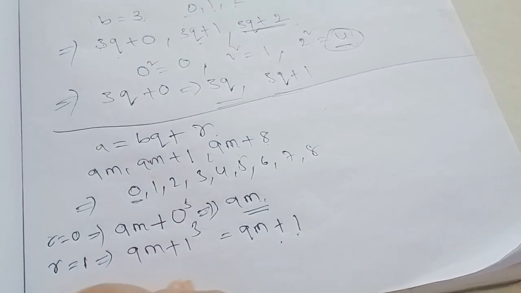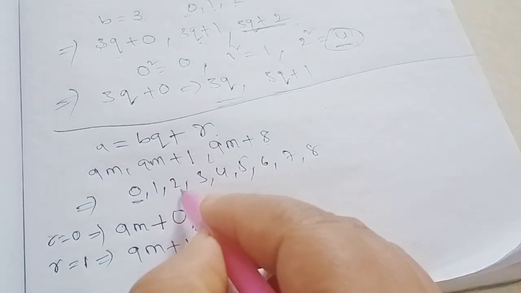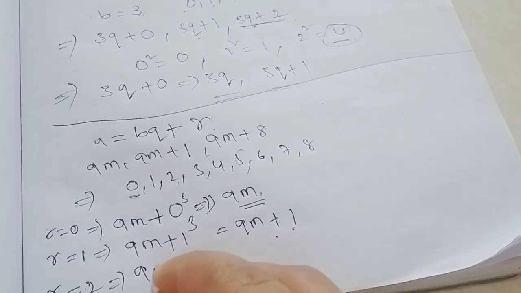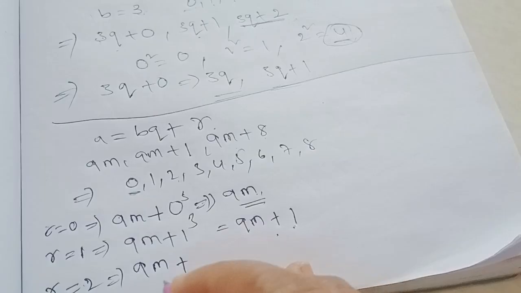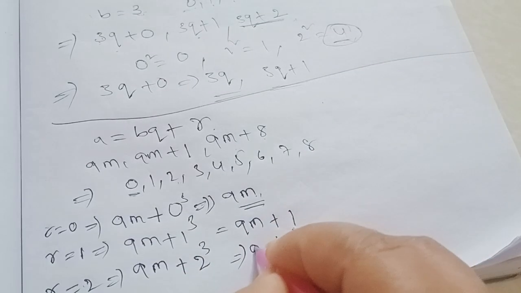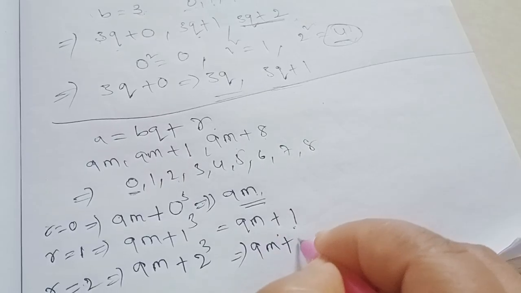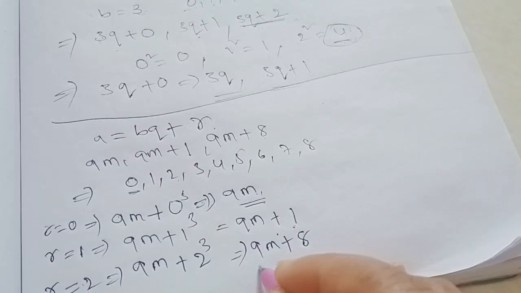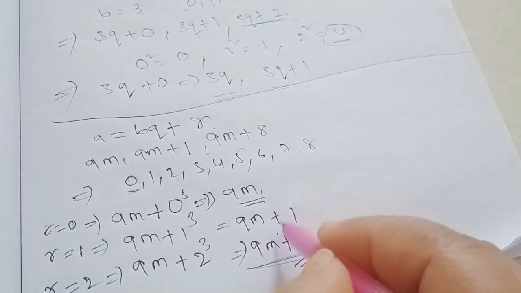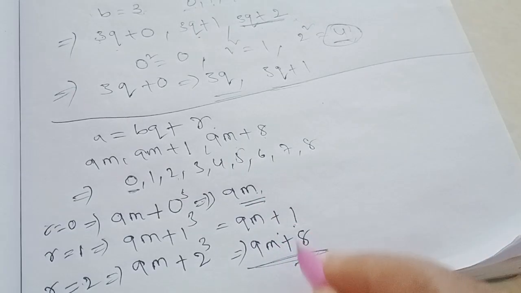Next one, we can take R is equal to 2. So (9m plus 2) cube. 2 cube means how much? 8. So 9m plus 8 is also proved. These three forms are given in the question.